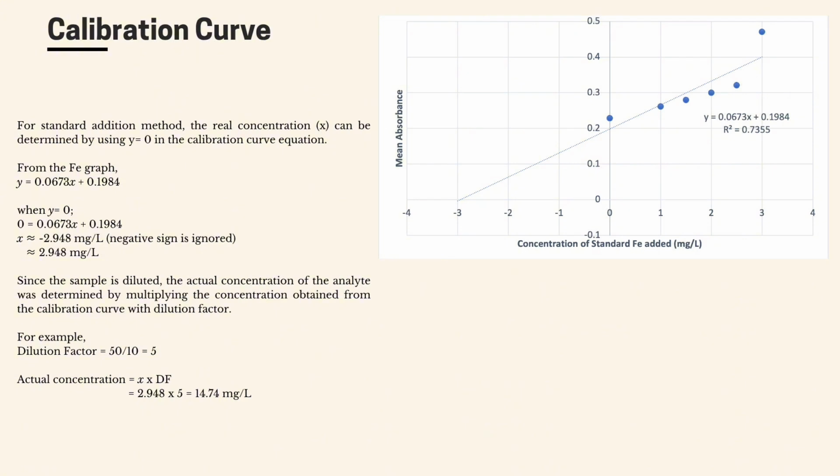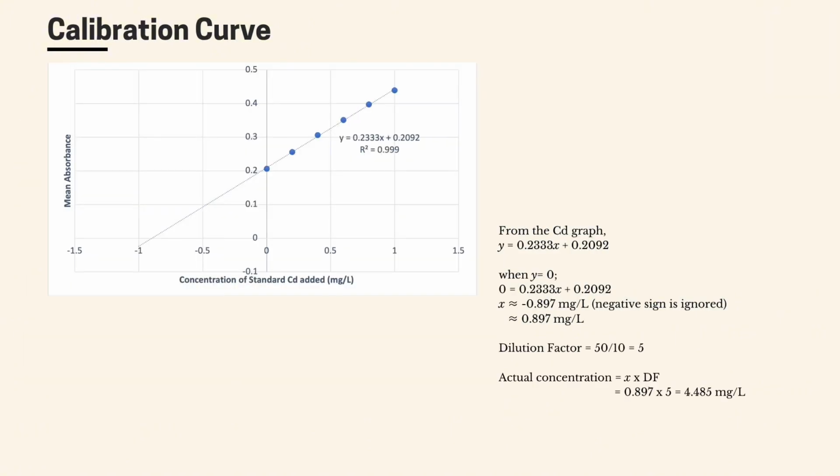2.948 mg/L. Since the sample is diluted, the actual concentration of the analyte was determined by multiplying the concentration obtained from the calibration curve with dilution factor. For example, dilution factor is 50 over 10 and the answer is 5. The actual concentration is X times the dilution factor, which the answer is 14.74 mg/L.